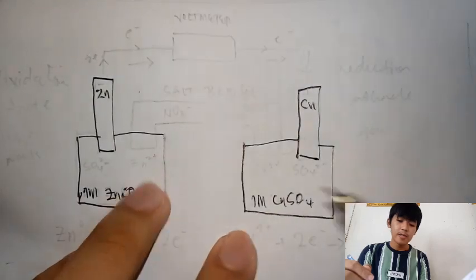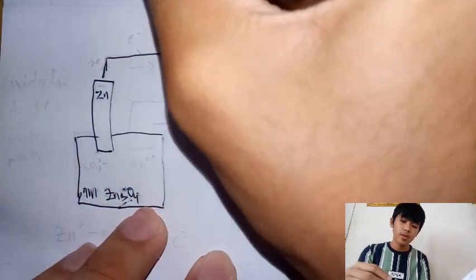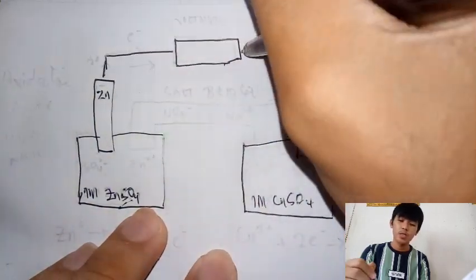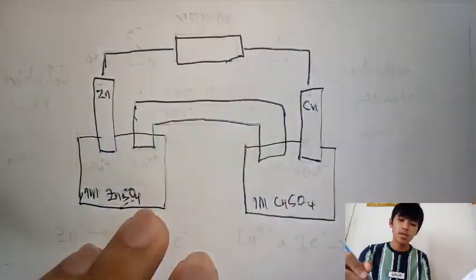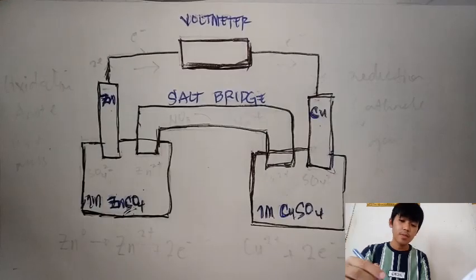Also, we're going to connect these two electrodes with a wire and a voltmeter. And also we're going to need a salt bridge to prevent a build-up of charges between these two solutions. So let's see how this works.